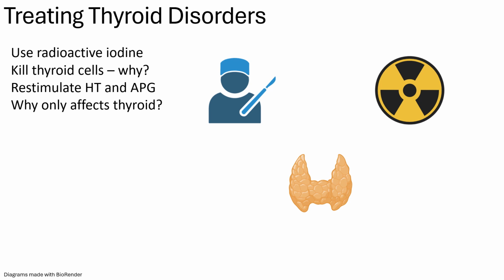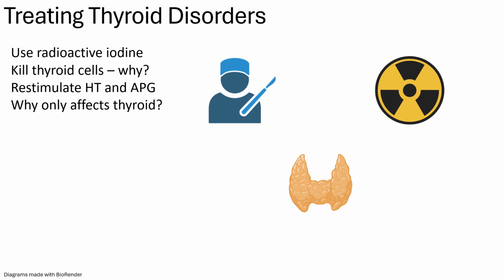Radioactive substances are usually bad because they kill cells. But in this case, because it's radioactive iodine, it's only taken up by your thyroid cells, and therefore it can only kill your follicular cells, reducing the excess amount of follicular cells. I can have this radioactive iodine float around your body, and it will only kill the follicular cells.